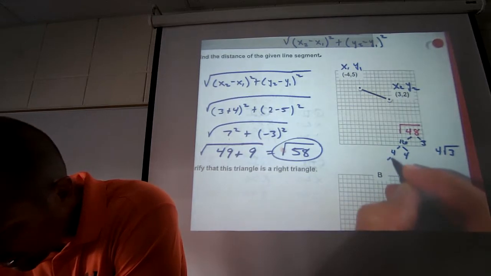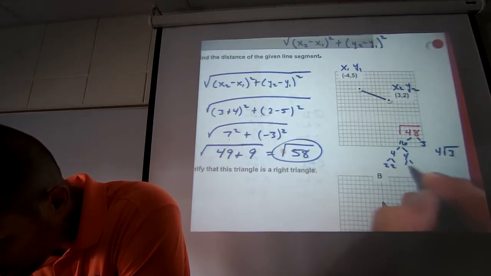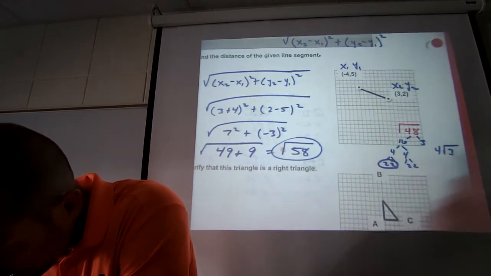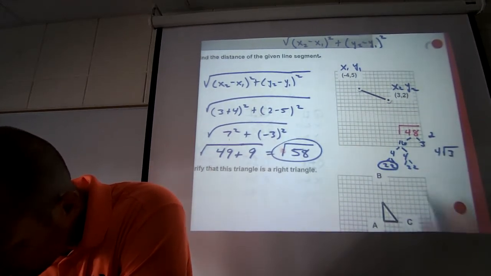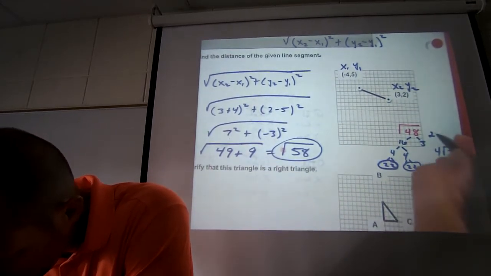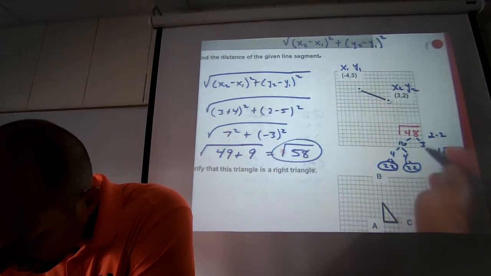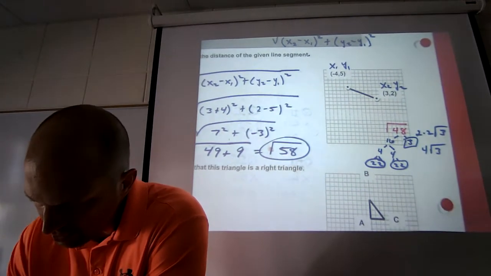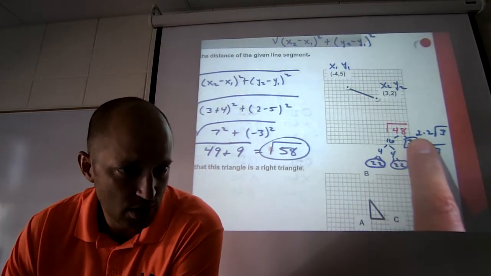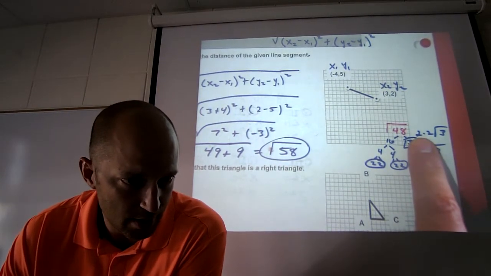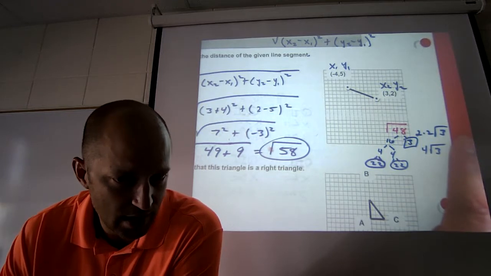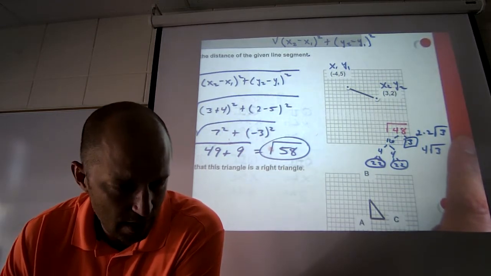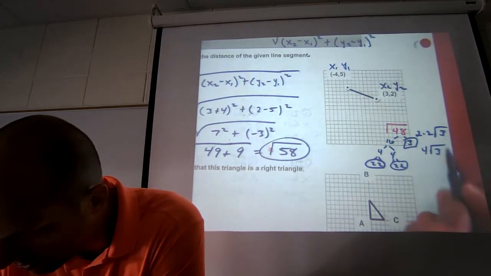Some people might keep going and go 2 and 2, 2 and 2. You've got a pair of 2s right there. You've got another pair of 2s right there. And then this 3 is left on the inside. Whatever's written outside, you write and multiply together. Anything left on the inside, you multiply together. And my final answer is 4 root 3.